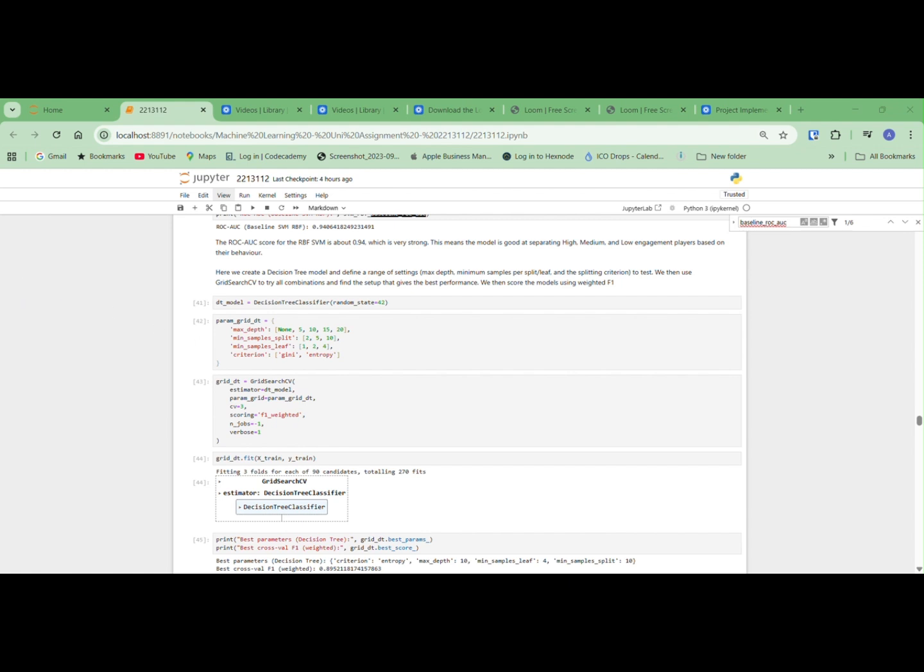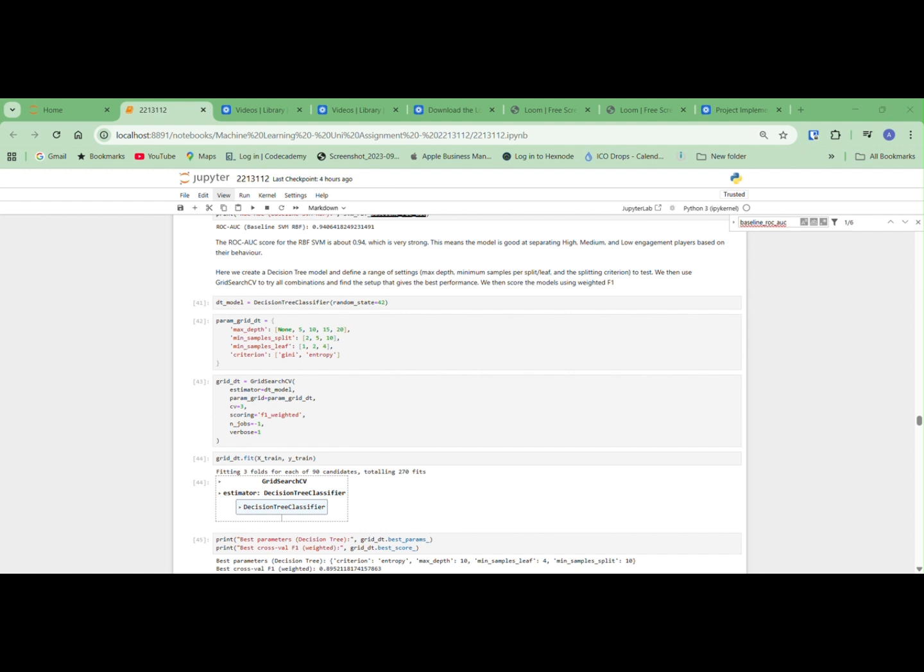Grid Search CV is a tool that automates all the model tuning for us. In this case, I give it a model, a decision tree, and a list of parameters: max depth, minimum samples leaf, minimum samples split. It then tries every combination, cross-validates, and picks out the combination that gives the best score.